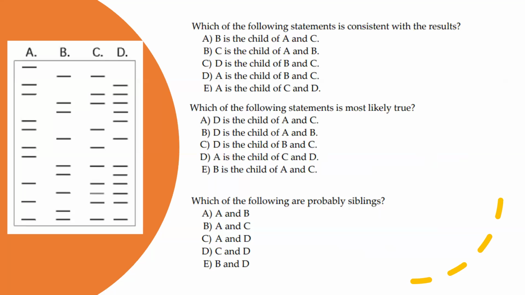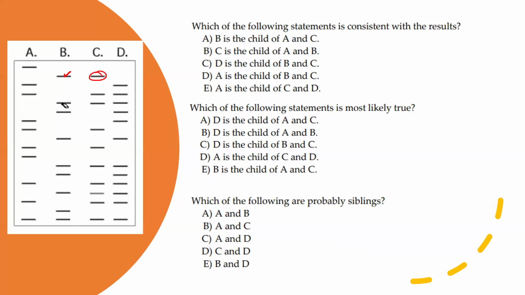First one says B is the child of A and C. Is that possible? So let's take a look at B here. If B is the kid of A and C, that means everything B has came from either A or C. So let's check. Where did B get this one from? Okay, got it from C. So this one is good. Okay, got it from C.